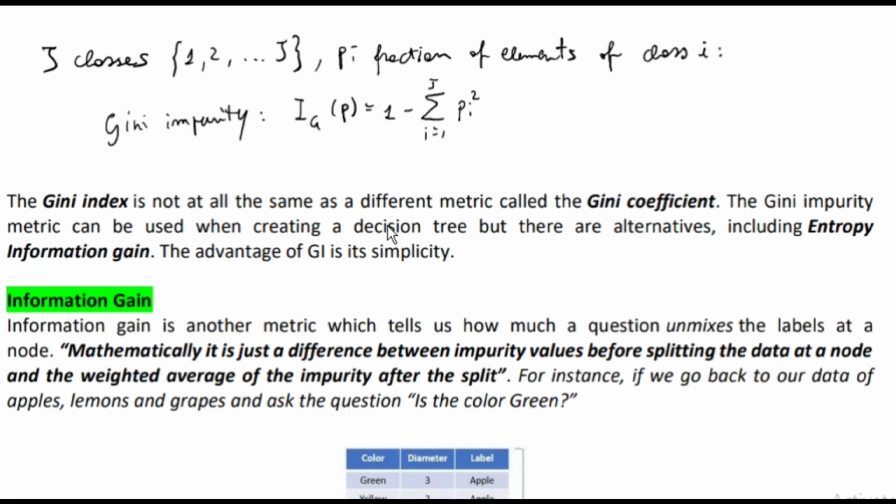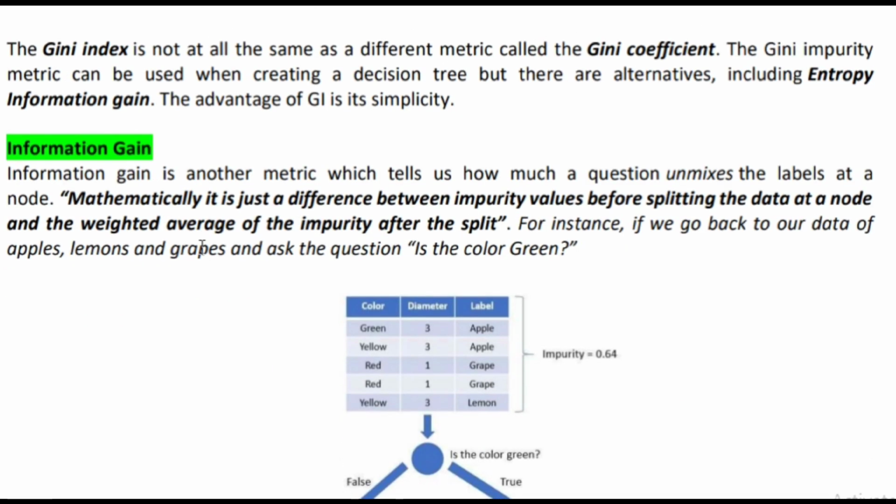Suppose there are S number of classes, and Pi is the proportion of elements of class i. Gini impurity would be GI is equal to 1 minus the summation of Pi square from i is equal to 1 to i is equal to S. The Gini index is not at all the same as a different metric called the Gini coefficient. The Gini impurity metric can be used when creating a decision tree, but there are alternatives, including entropy and information gain. The advantage of GI is its simplicity.